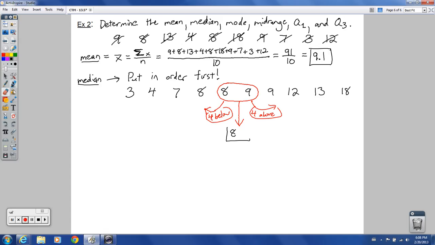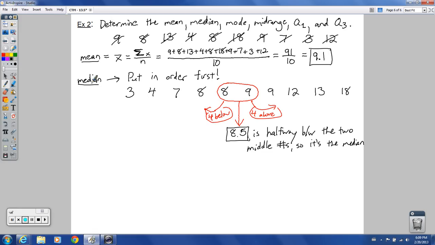Let me make that a little clearer. 8.5, that's better, is the median because it's halfway between the two middle numbers. So if there's an even number of numbers, the median will always be halfway in between the two middle numbers. If there's an odd number of values, then it's always going to be that middle number. There'll just be 1 if there's an odd number of values. So it's the median.